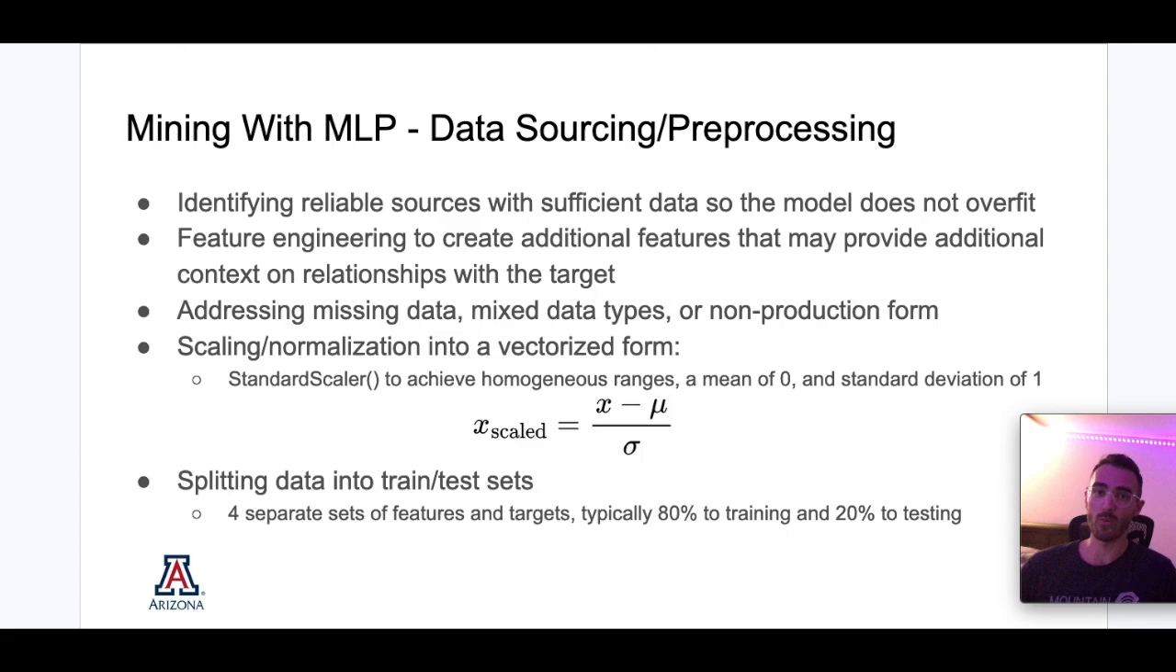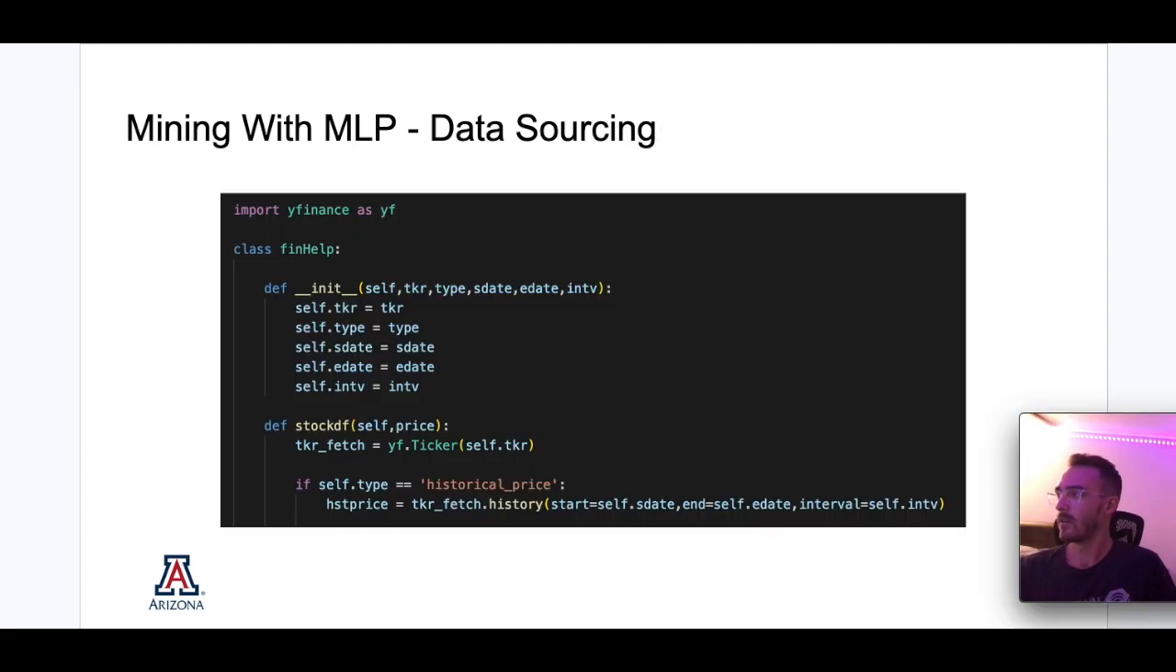This is again very important so that we can actually evaluate how well our model is doing so that we can hopefully have information that can be useful to other people. So this is just 4 different sets of features and targets, typically with 80% going to training and 20% going to testing. So in the actual code itself, I'll briefly show this so people can see how I both sourced the data and then also pre-processed it.